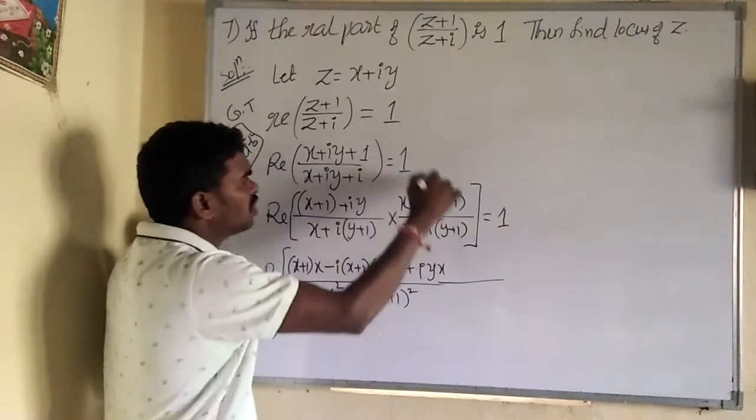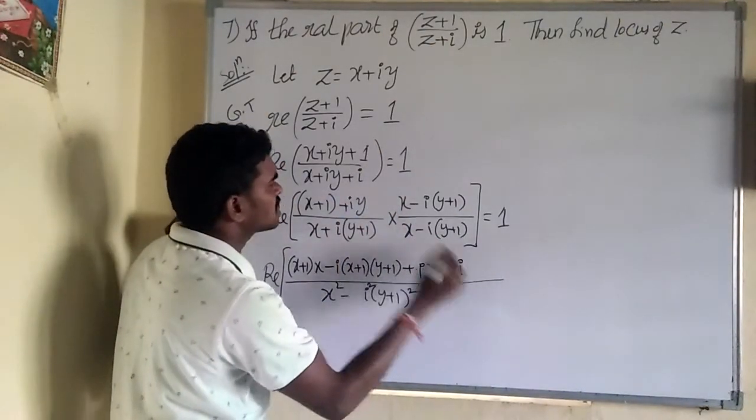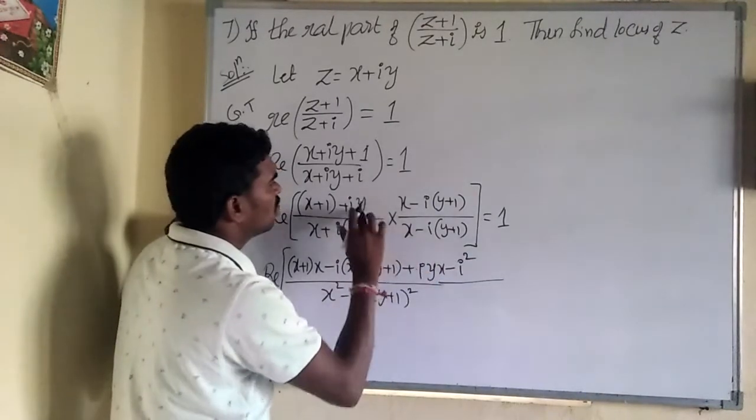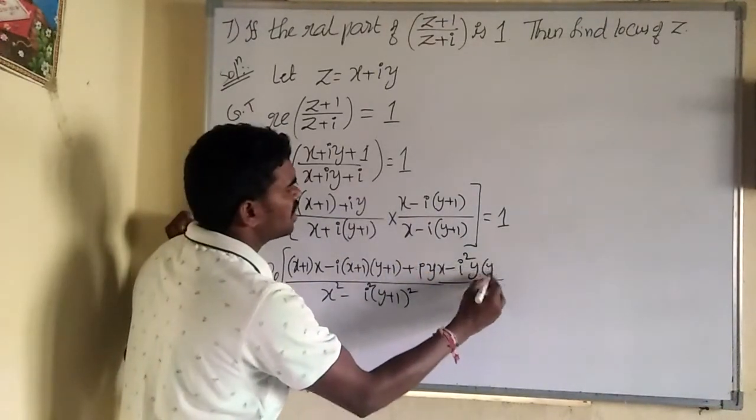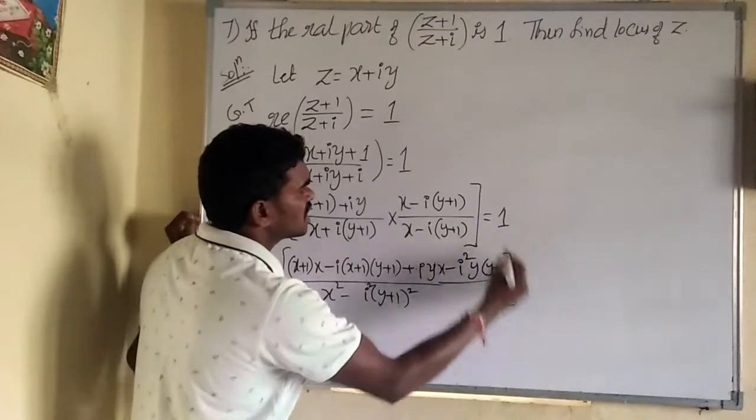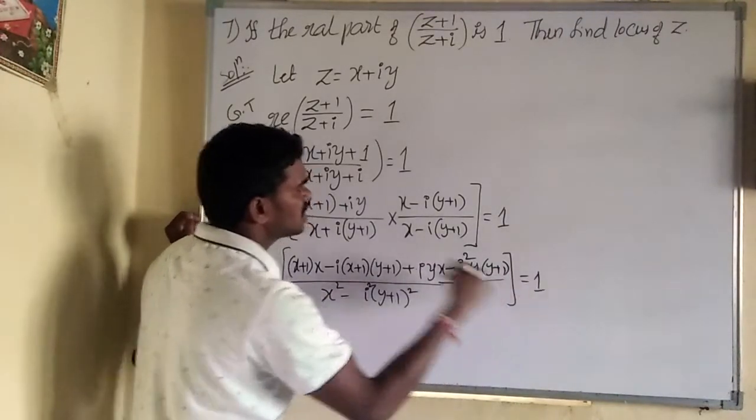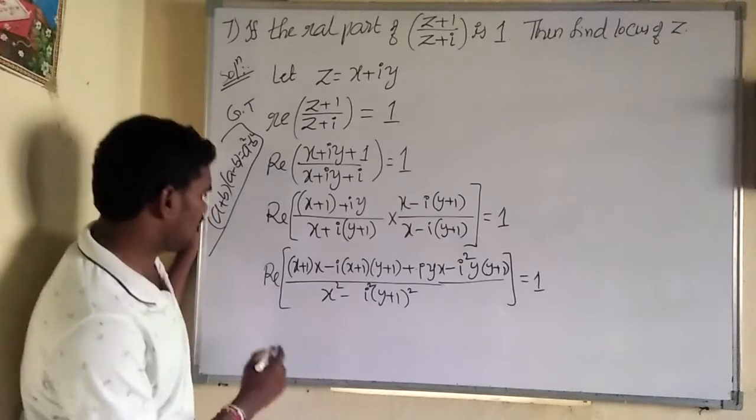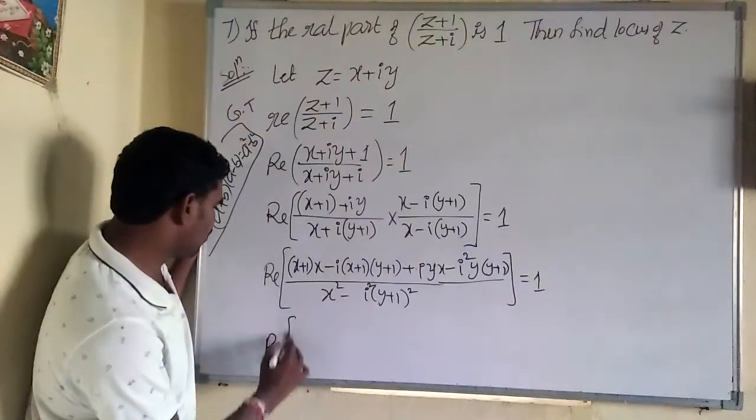Next, iy into minus, so it becomes minus i into i square, y into y plus 1. So y into y plus 1 is equal to 1. Is it clear?